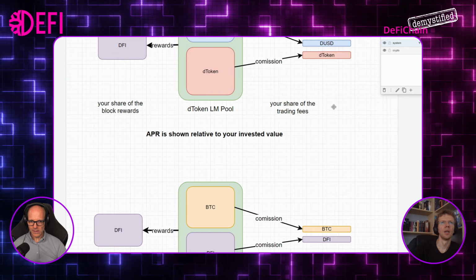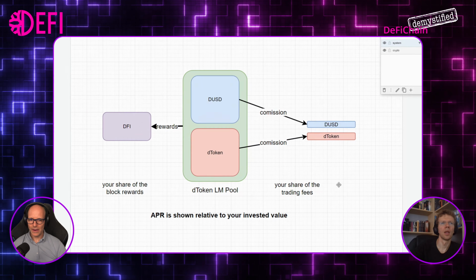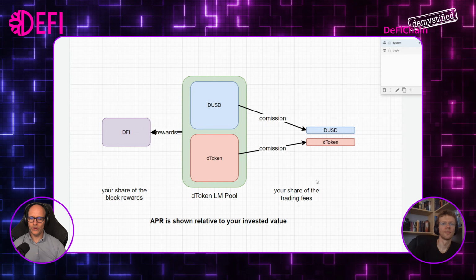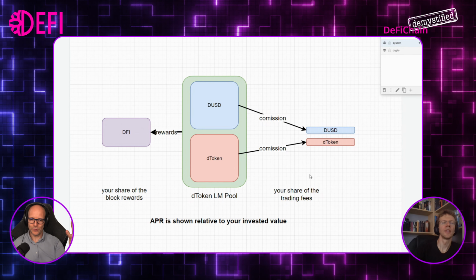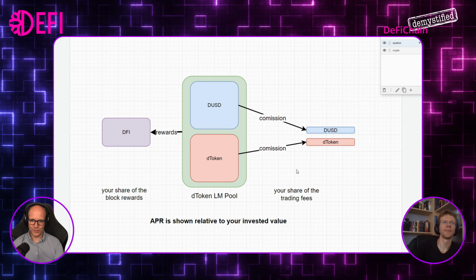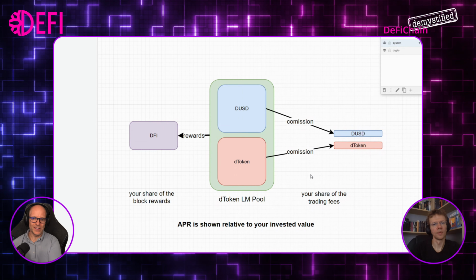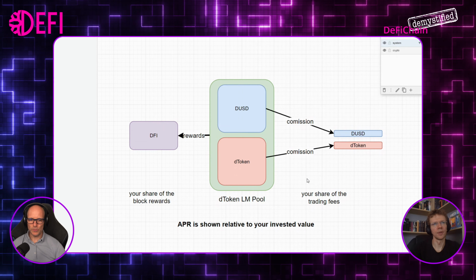So with the APR, you always have to be careful what the yield or the interest that you earn is based on. One time it's crypto, the other time it's kind of US dollar value, and the price of the asset that you get as reward impacts the APR dramatically.